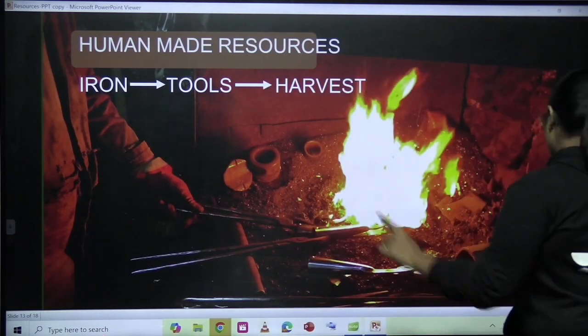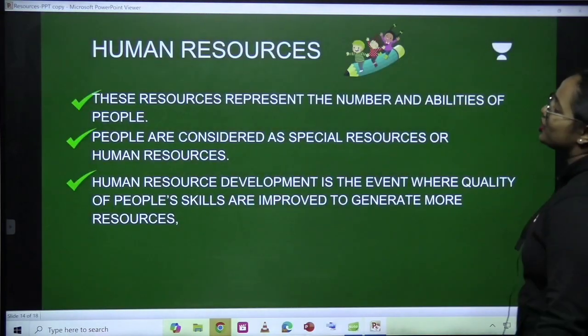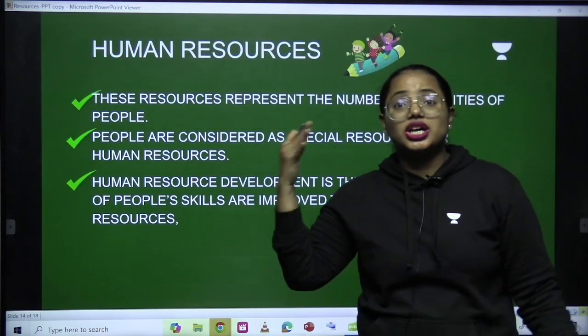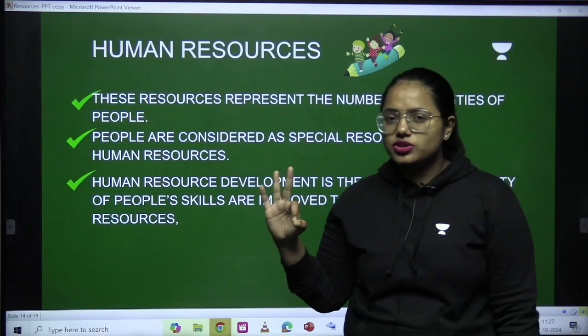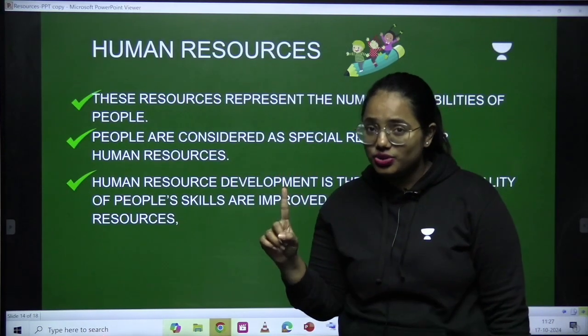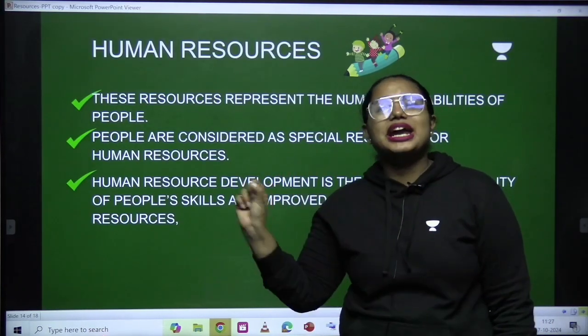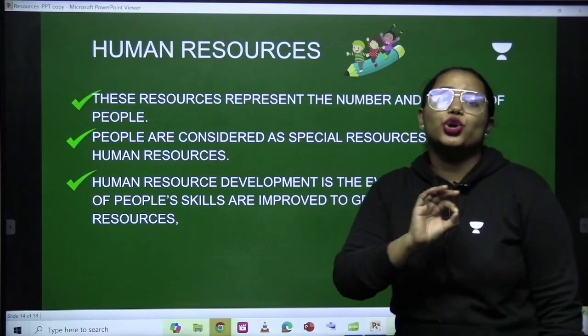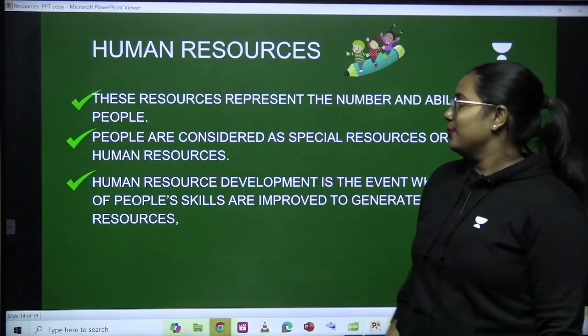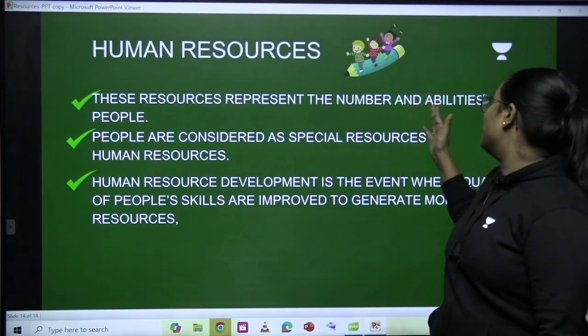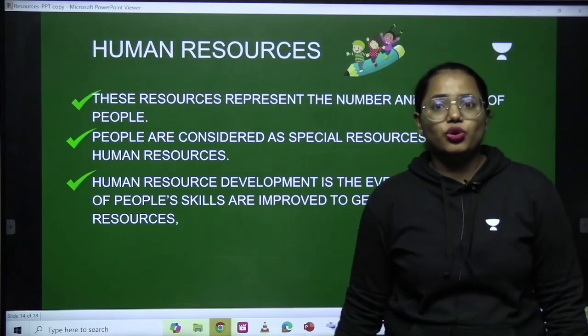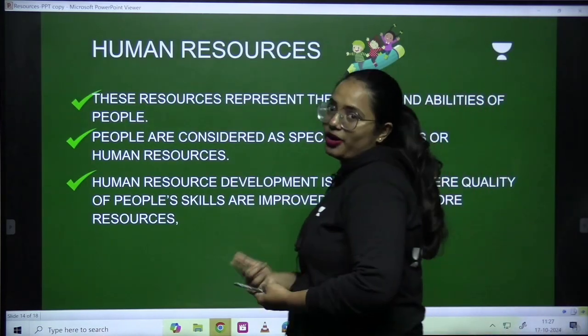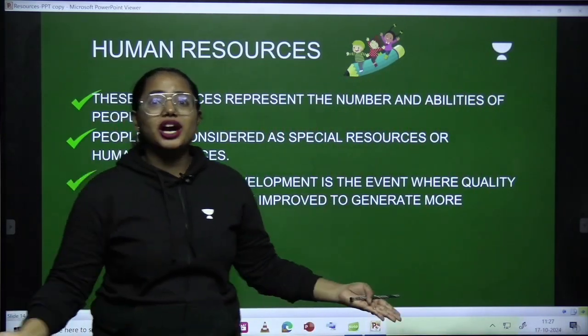So now we are moving towards the next one. Look at it. It's all about human resources. Third one. So we have three types of resources in total. First one, natural resources. Second one, human-made resources. And here is the third one, human resources. So look at it. These resources represent the number and abilities of people. Oh, so this is also an important thing. So people can also be a resource.